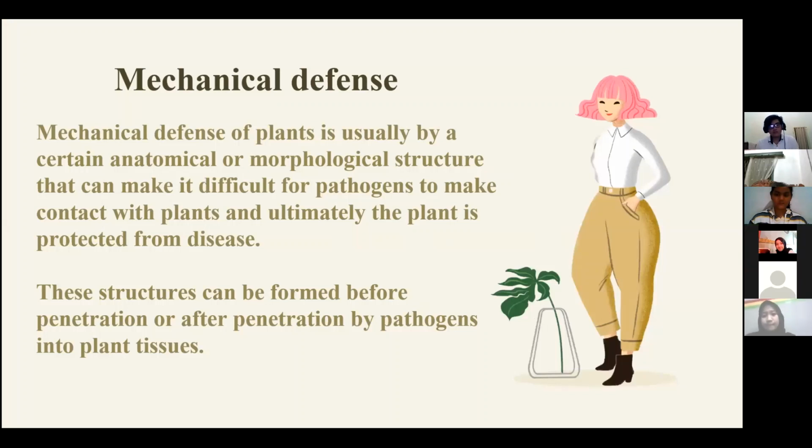The next is mechanical defense. Mechanical defense of plants is usually by certain anatomical or morphological structures that can make it difficult for pathogens to make contact with plants, and ultimately the plant is protected from disease. These structures can be formed before penetration or after penetration by pathogen into the plant.